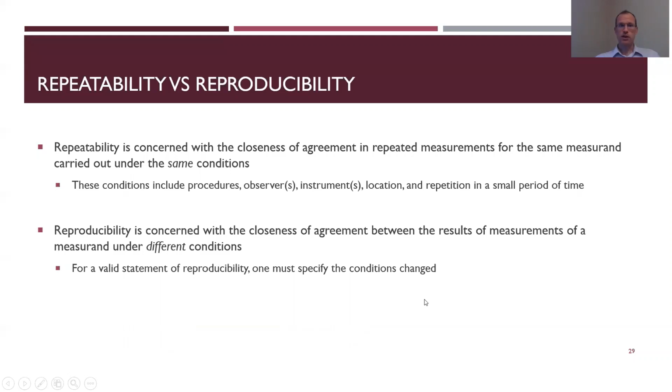Repeatability versus reproducibility. Repeatability is how close you get for repeated measurements of the same measurand under the same conditions. So same procedures, same observers, same instruments, same location. Repetition over a small period of time, so not much else changes, no temperature changes, nothing of that nature. That's repeatability. Reproducibility is essentially whether someone else can do it, or whether you can do it under different conditions.